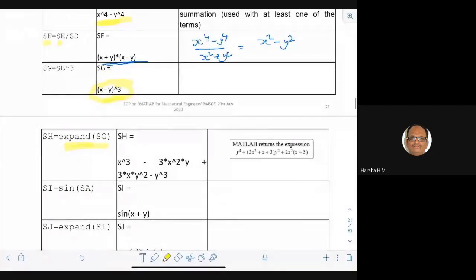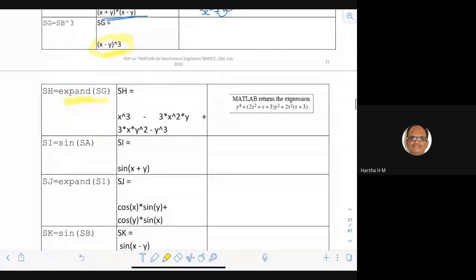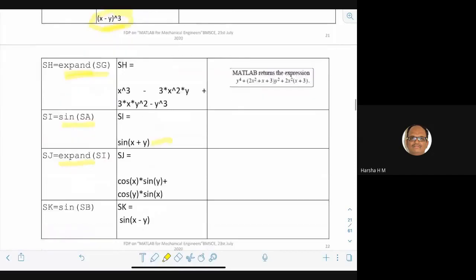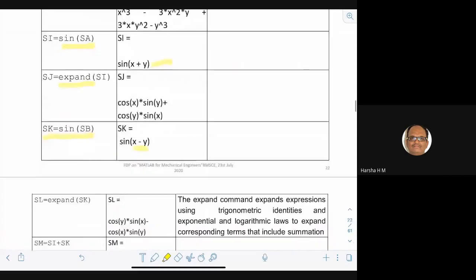Okay, so continuing with this for some more examples, if you say SI is equal to sine SA, SA is defined earlier as x plus y, and therefore sine of x plus y will be the output here. But when you say expand, then it will become sine x cos y plus cos x sine y, sine A cos B plus cos A sine B. Similarly, if you say SK is equal to sine of SB, SB is x minus y, and you expand it, you would have got this as sine A cos B minus cos A sine B here.